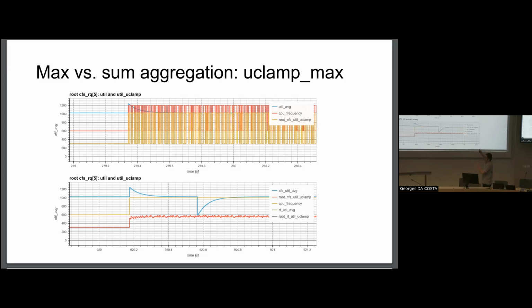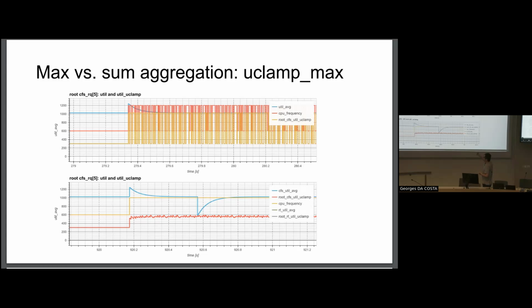This is an artificial workload, I tried to make something that looks better. In fact, you won't end up in a super nasty situation like this. So the small task wakes up, goes to sleep, wakes up, goes to sleep, and with max aggregation you will change very frequently, very fast, between two OPPs.